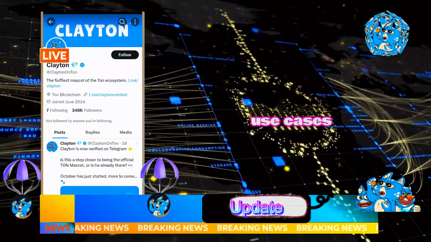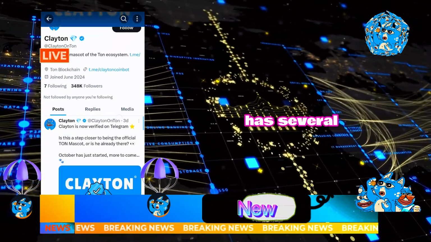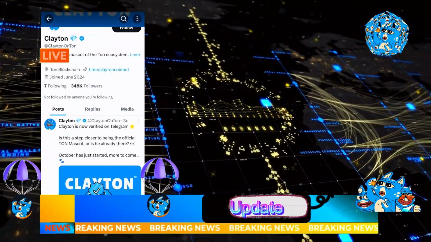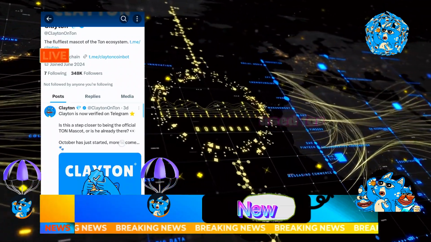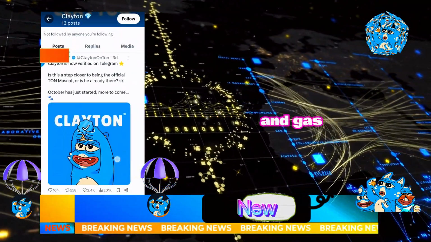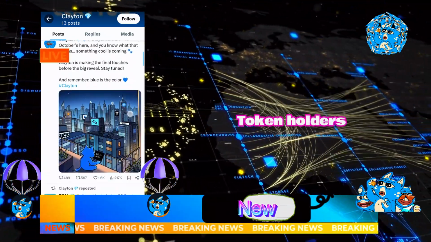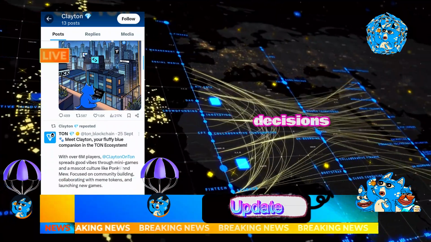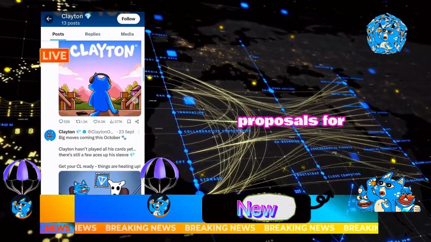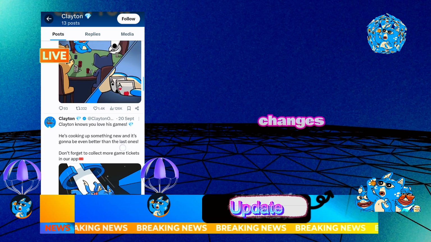Use cases. The $CL token has several use cases within the game. Transaction fees. Clayton is used for paying transaction fees and gas costs within the Clayton ecosystem. Governance. Token holders can participate in governance decisions, including voting on key proposals for network upgrades and protocol changes.